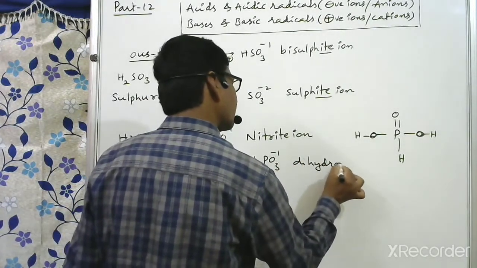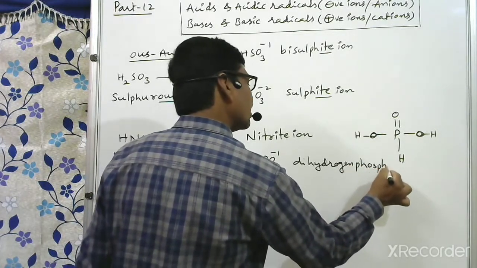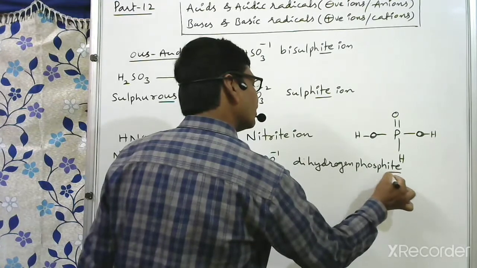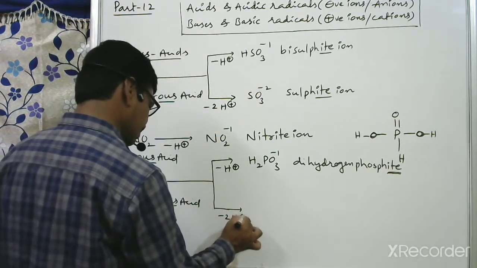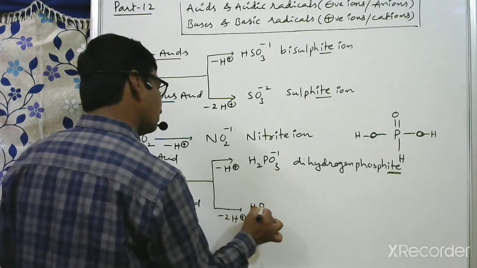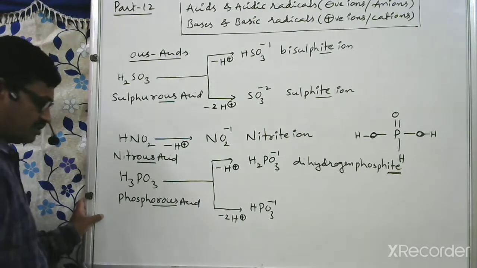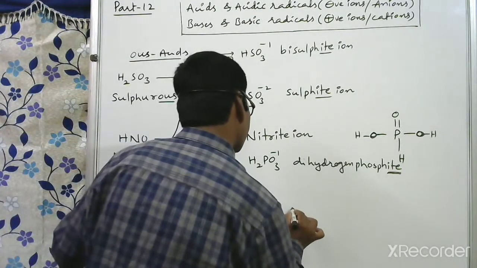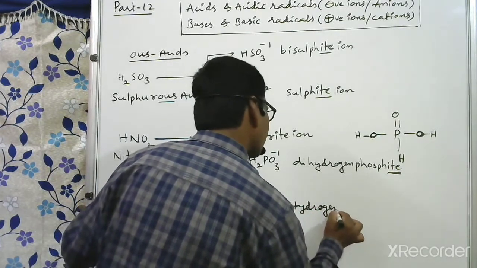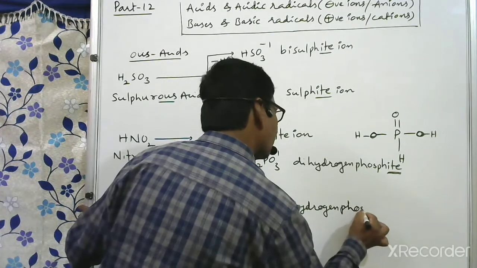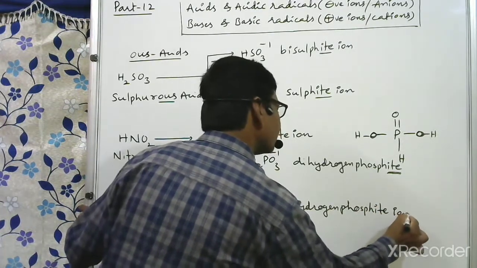So what do we say here? Dihydrogen phosphite ion. Similarly, if we remove two hydrogens from this, we get HPO3 minus 2, which is nothing but hydrogen phosphite ion.